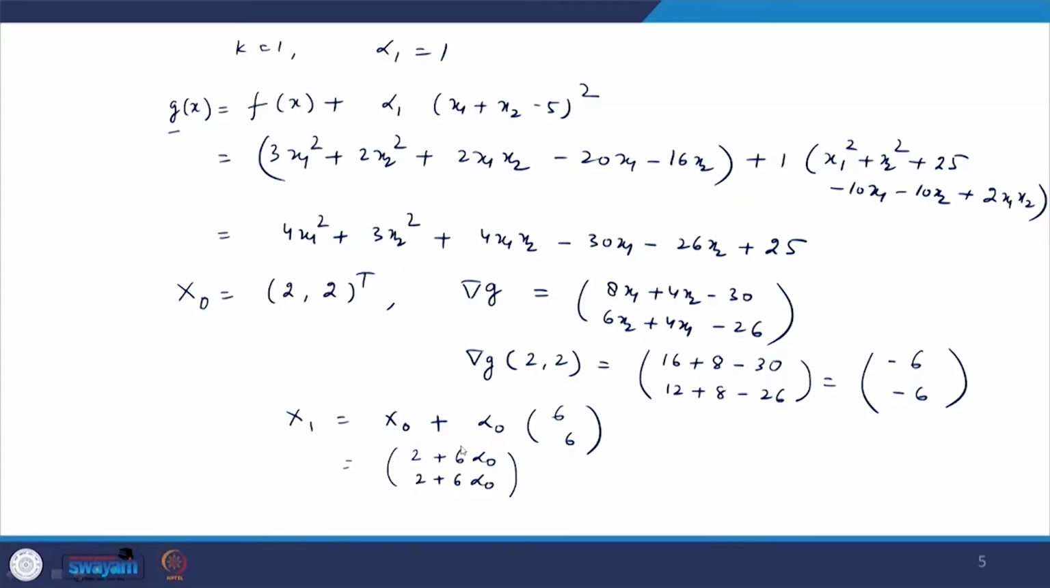So, what I want to say is that basically once you get a penalty function, you define your g x, which is an unconstrained optimization model like this, and change the value of alpha 1. Here I have taken alpha 1 equal to 1 and solved it by steepest descent method. In the same way, you will put alpha 2 equal to 10, alpha 3 equal to 100, and so on till you get the required tolerance level.